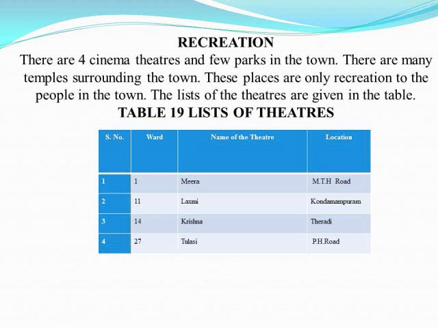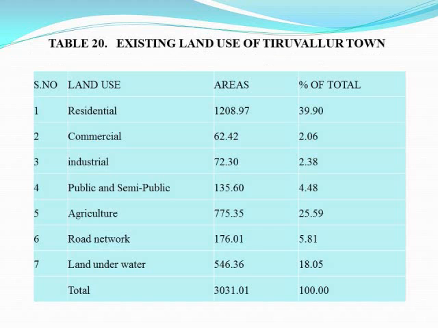Next is recreation. There are 4 cinema theatres and a few parks in the town. There are many temples surrounding the town. These are the only places for recreation in the town. Now, the list of the theatres is given in the table. This table shows the existing land use of the Tiruvallur town.